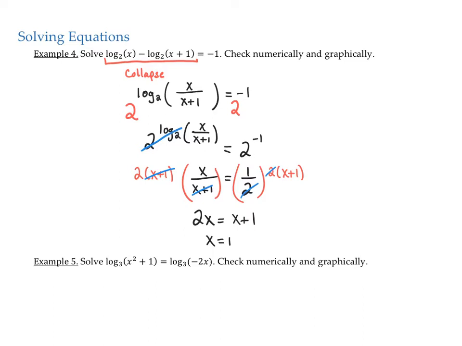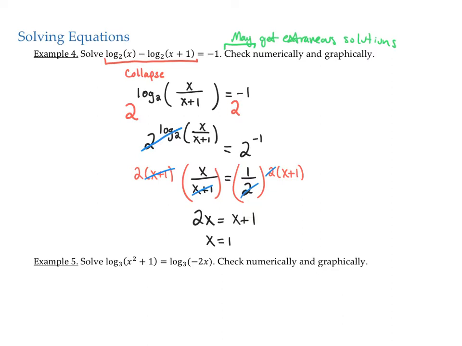Now this says check numerically and graphically. The reason that we check in these equations is there is a chance that we could get some extraneous solutions. So possibly we could get a value of x when we did this log property and combined them that worked here in the ratio, but actually is outside of the domain of either of these functions. Now I can already tell that it's not going to happen.